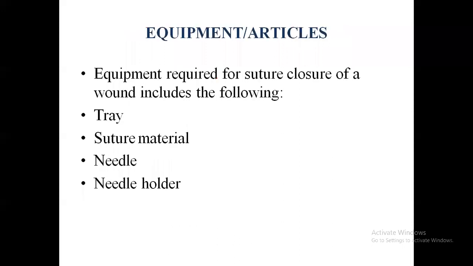Yes, ma'am. Then we come to the equipment and articles which are required for suturing. The equipment required for suturing will be what? A tray, which will be a sterile tray. A sterile tray with suture material. And suture material means the proper, defined, and prescribed suture size. The suture size should be the amount of size which is required, that one we need.